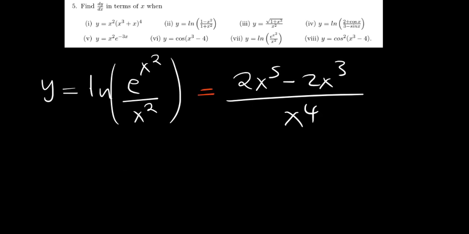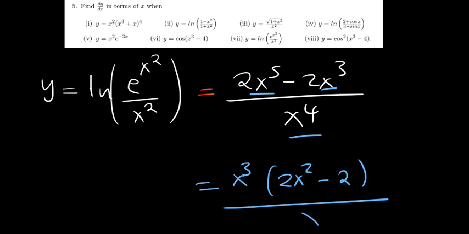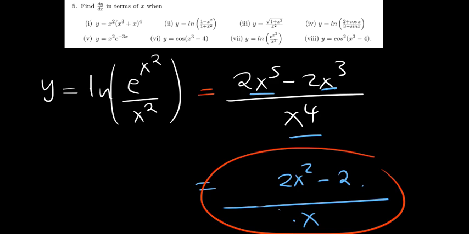You know that since you've got x to the power 5, 3 and 4, the minimum power is 3. So you can pull out x to the power 3 on top, remaining with 2x squared minus 2 over x to the power 4, which can be split. So this and that will go. So you end up with 2x squared over x as a simplified solution.